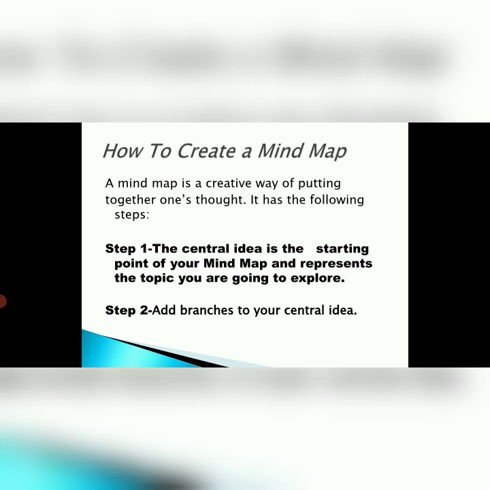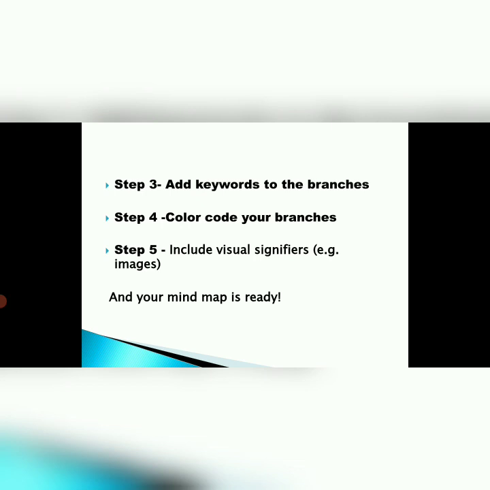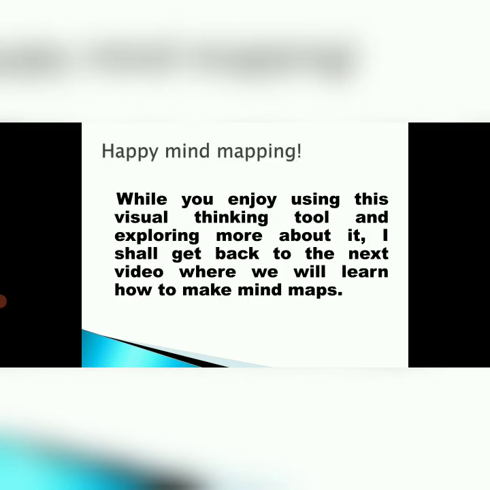So, a mind map is a creative way of putting together one's thoughts. It can easily be done in 5 simple steps: the central idea, then adding branches to the central idea, adding keywords to the branches, and color coding your branches. And if you wish, you can also add visual signifiers, which also makes it very, very interesting. So, with these simple 5 steps, your mind map is ready.